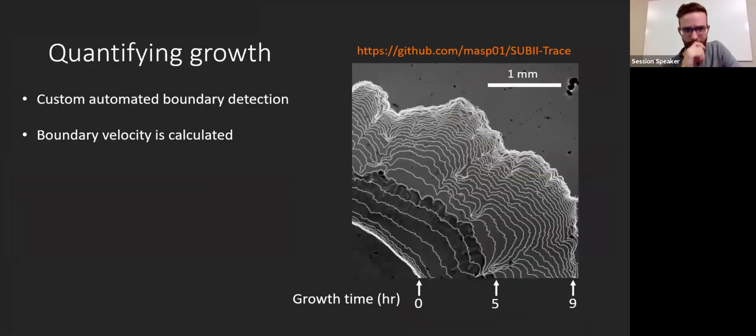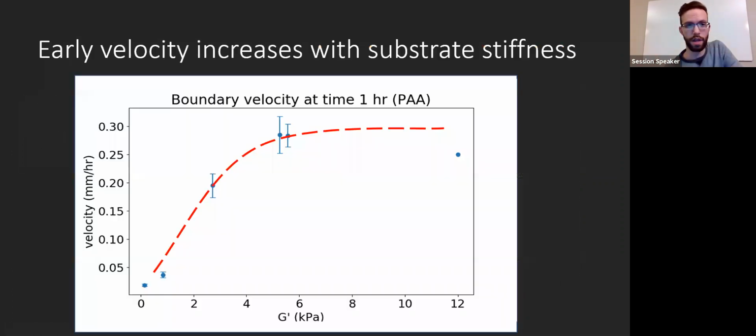Now, in order to quantify this, we developed a custom automated boundary detection script in Python. For those of you who are interested, that's available on GitHub for you to look at, which essentially traces the boundary of the biofilm at all these different points in time. And from that information, we can calculate the boundary velocity. So after quantifying these videos, this is what we saw. We saw a correlation numerically between biofilm velocity, the boundary velocity, and stiffness.